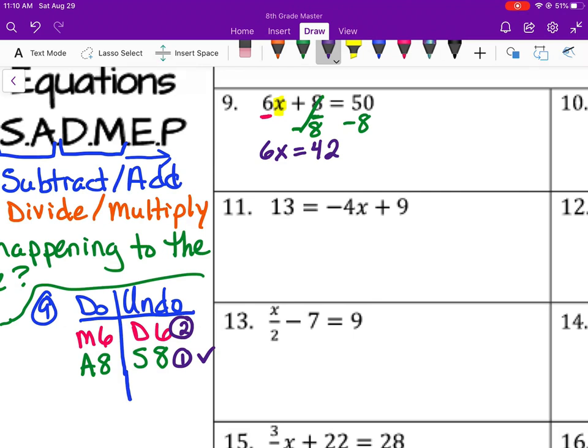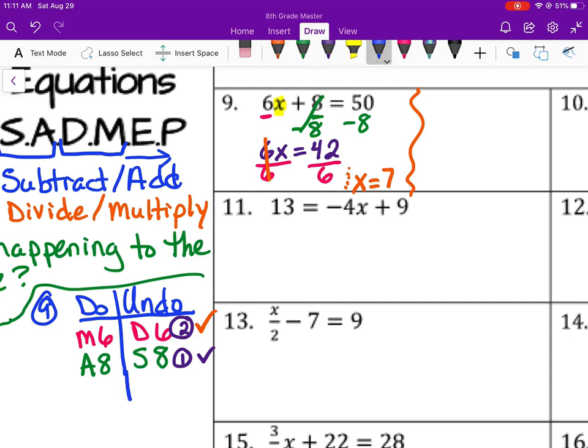Next one that we have to undo is our divide by 6. So we're going to divide both sides by 6. And then any number divided by itself is 1. So I do my incredible invisible 1. And x equals 42 divided by 6 is 7. And I go down and check mark that. So I know now that I have finished all of the undo to get the variable by itself.